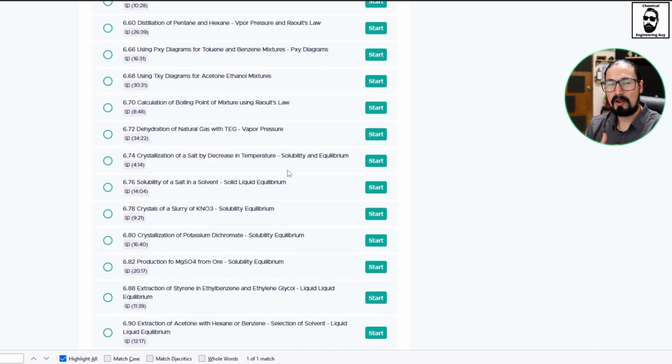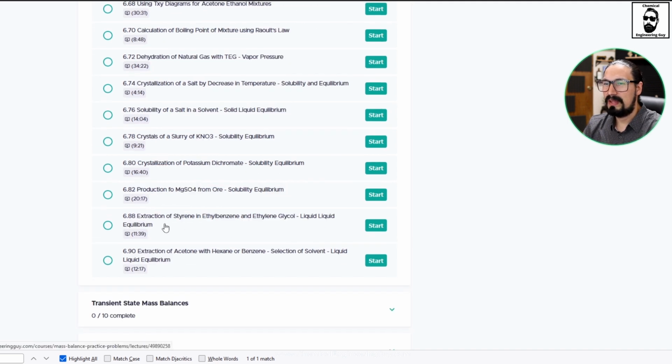We have pressure and composition diagrams. We have temperature versus composition diagrams. But also we have these solvent-solvent interaction diagrams. We're talking about liquid-liquid extraction or properly liquid-liquid equilibrium. We have problems in here.